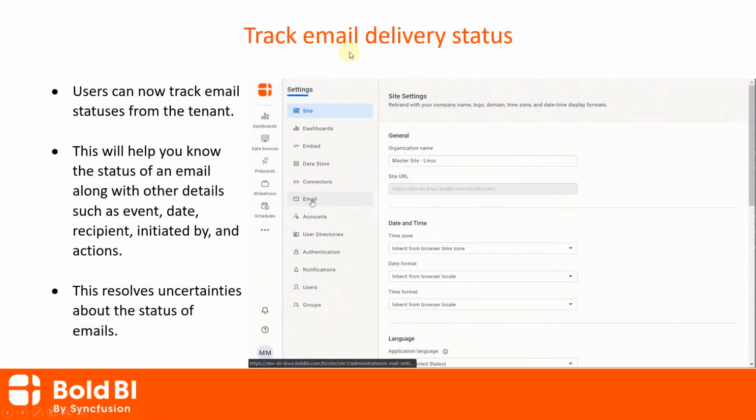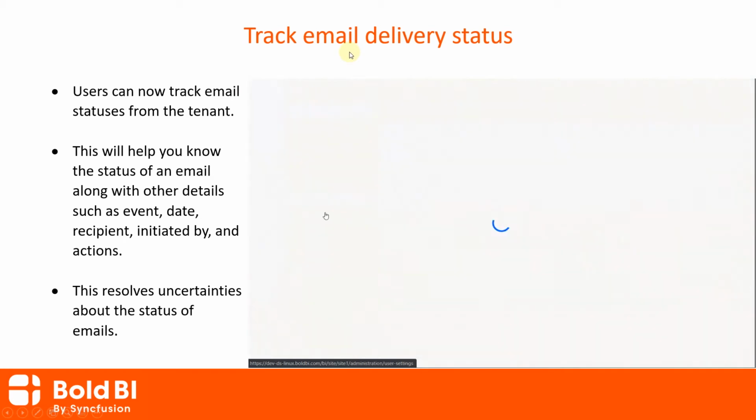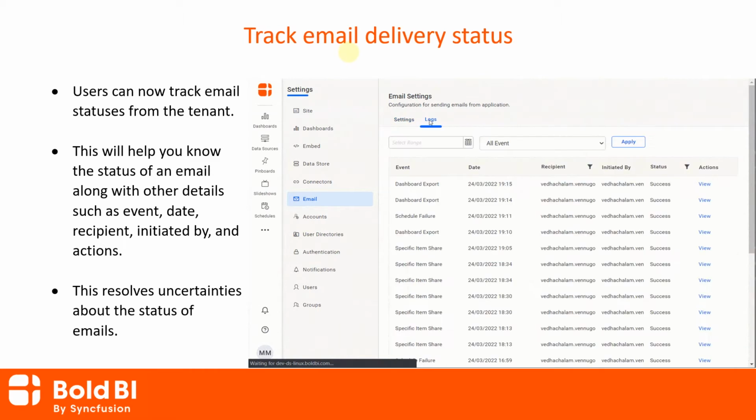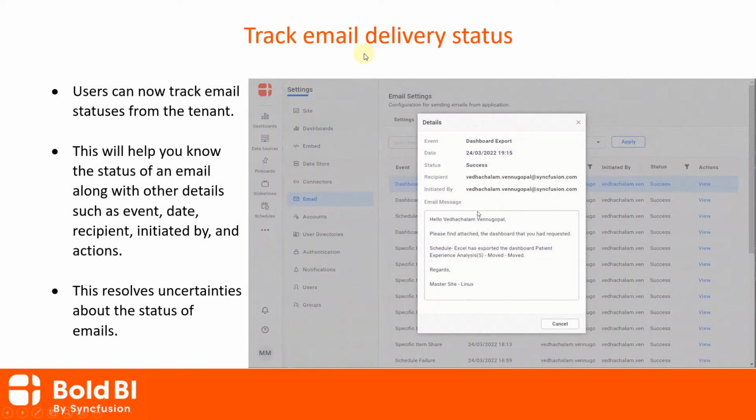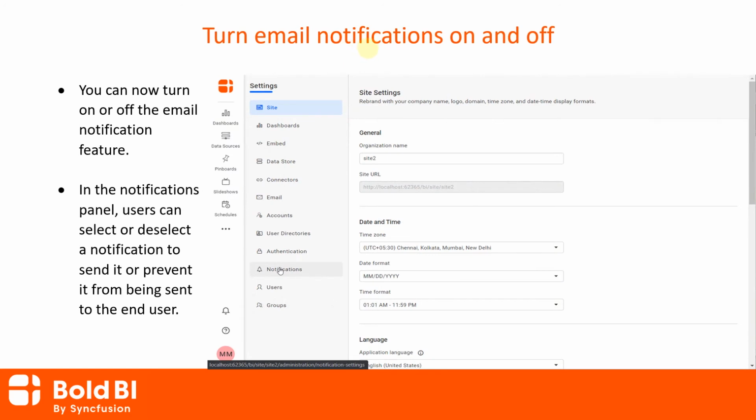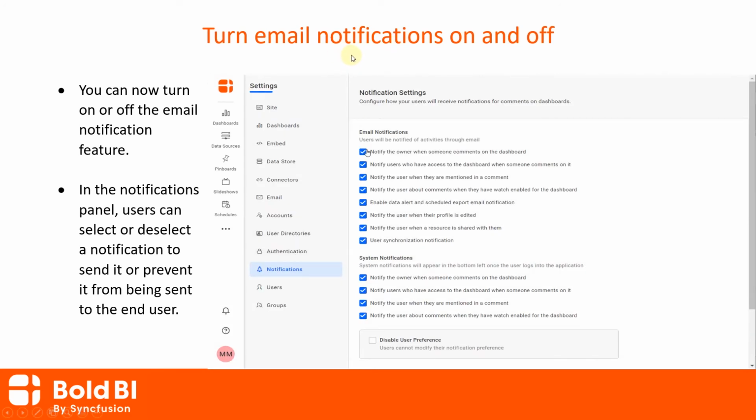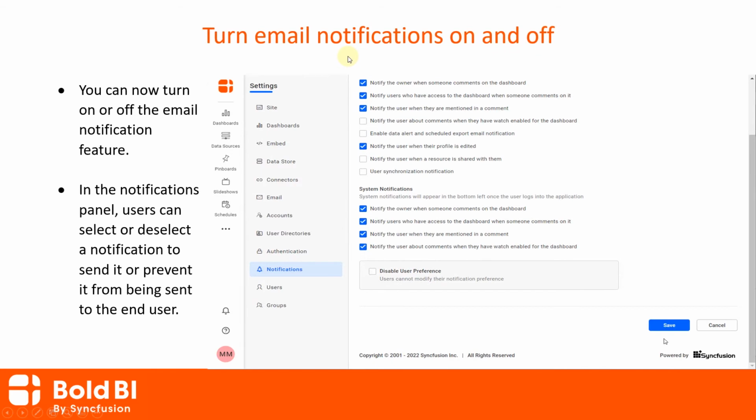Users can now track email statuses from the tenant. This helps users know the status of an email along with other details such as event, date, recipient, initiated by, and actions. This will help dashboard owners resolve uncertainties about the status of emails. We have provided support to turn email notifications on and off. In the Notifications panel, users can select or deselect a notification to send it or prevent it from being sent.